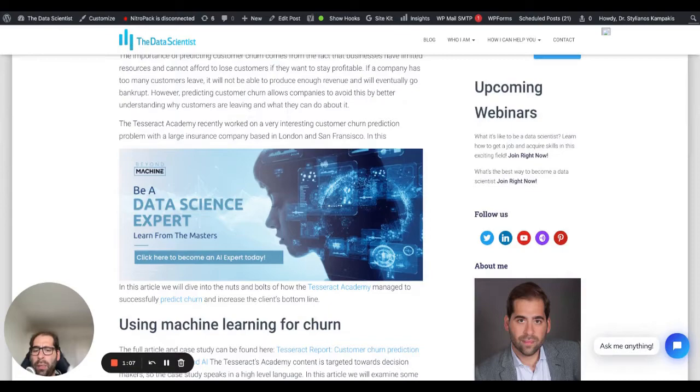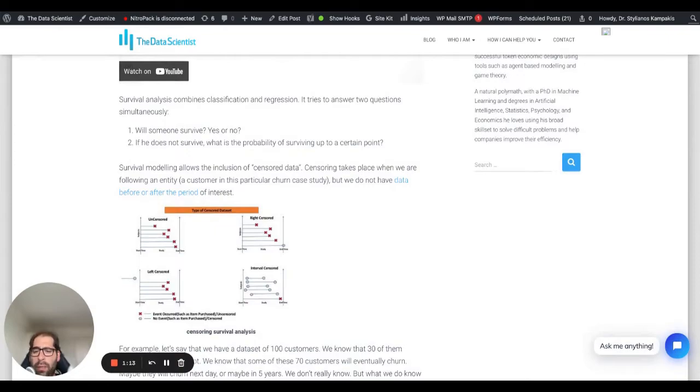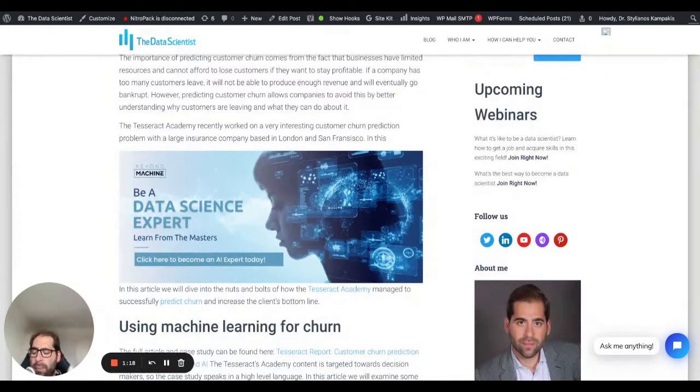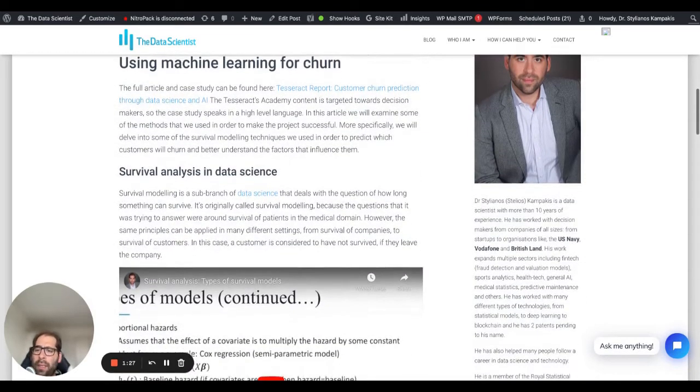So what we did is we published some of our findings, like a high-level overview, on the Tesseract blog, and then on the Data Scientist blog, I shared some of the, let's say, more technical challenges that we faced while trying to solve this problem. On the Data Scientist blog, I specifically talk about the two types of methods that can be used in order to solve customer churn. So if you're interested in trying to solve this for yourself, that's definitely the post that you should focus on. Whereas on the Tesseract blog, we focus more on the impact this had on the business.